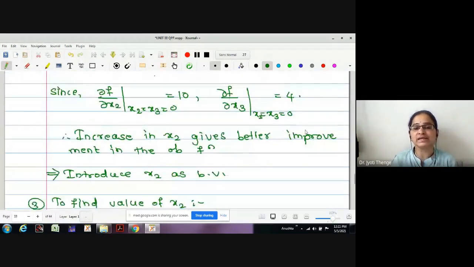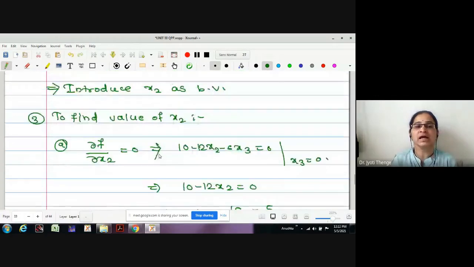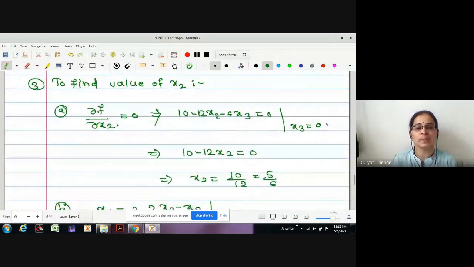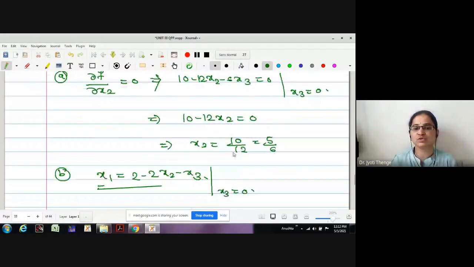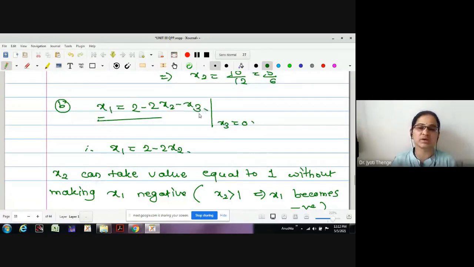Therefore, here an increase in x2 will give us a better improvement in the objective function. Therefore, we will introduce x2 as the basic variable. Then we will find out the value of x2. The value of x2 can be calculated in two ways. Dou f by dou x2 equal to 0 gives us x2 equal to 5 by 6. This is the value of x1, the present basic variable.